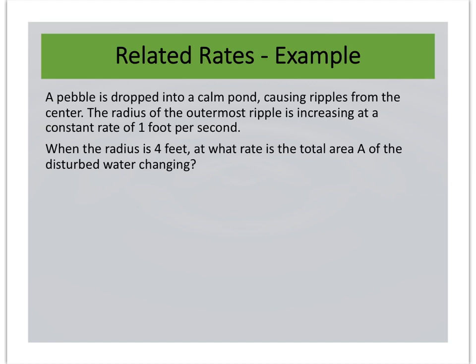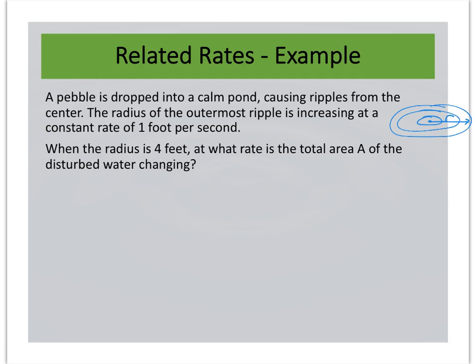A pebble is dropped into a calm pond, causing ripples from the center. I'm going to quickly draw a picture of that because I know how water moves: my pebble gets dropped and then the ripples go out and out and out. So there's a picture of what I'm visualizing as I read this. The radius of the outermost ripple, okay, so I'm thinking about radius. The radius of the outermost ripple is increasing at a constant rate of 1 foot per second. When the radius is 4 feet, at what rate is the total area of the disturbed water changing?